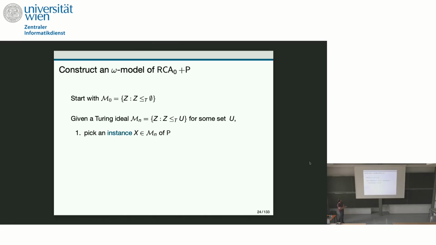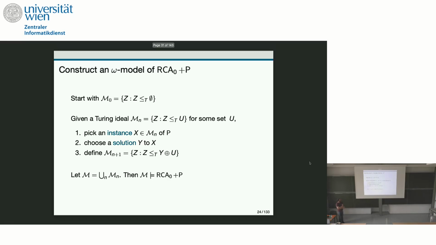And then you pick an instance X of your problem P in M_n. You choose a solution Y to X, and you have to carefully choose Y, but we are going to discuss this afterwards. And then your next Turing ideal is the set of sets which are computed by Y join U. So you have access both to U and to Y.